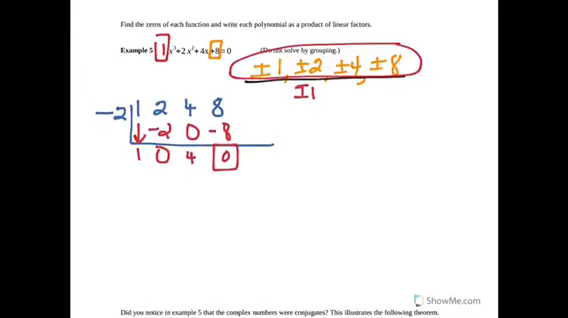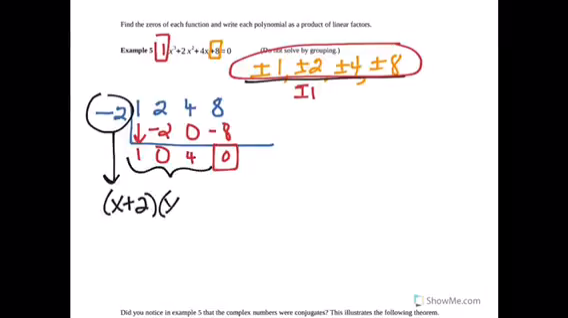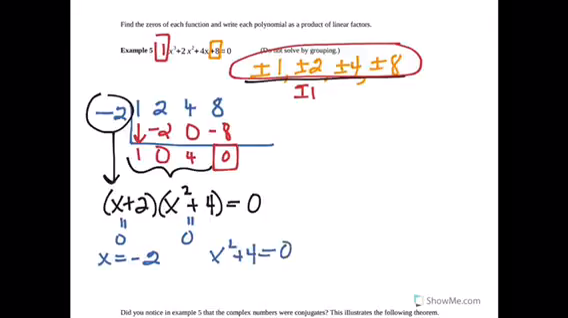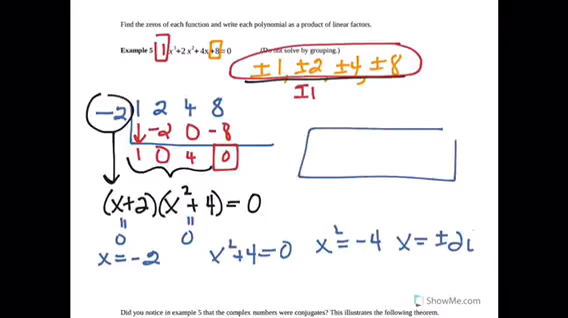Okay, so now we have, this turns into x plus 2. This turns into x squared plus 4. Now, obviously, if we're going to solve this, we're going to take this guy and set him equal to 0, and we get x equals -2. But when we take this guy and set him equal to 0, we get x squared plus 4 equals 0. x squared equals -4, and x equals plus or minus 2i. So my roots are going to be -2 and then plus or minus 2i.